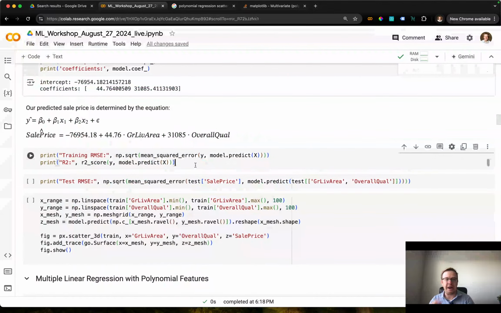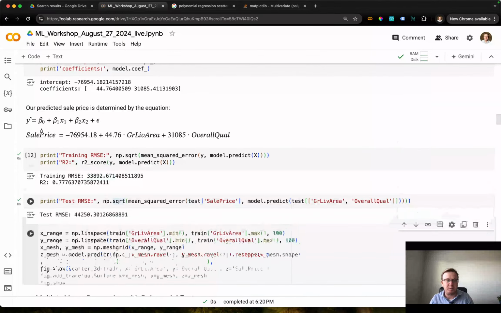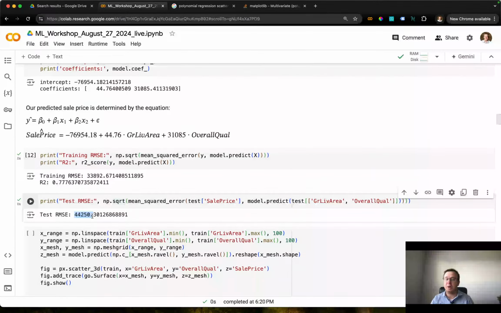All right, let's see. Are we overfitting any less? So here's our training root mean squared error. What about our test root mean squared error? We're doing a lot better on the test root mean squared error. It's just dropped by quite a lot. So this model is generalizing much better than either of the other two.